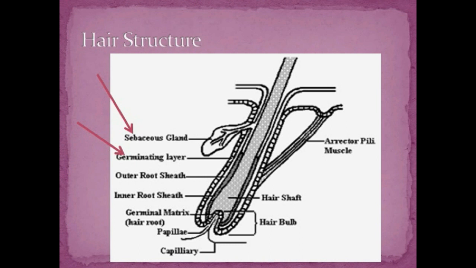The germinating layer. Cells progress through the skin from initial growth in the germinating layer. New cell growth in the germinating layer pushes dead cells outwards towards the surface of the skin, hence hair growth.